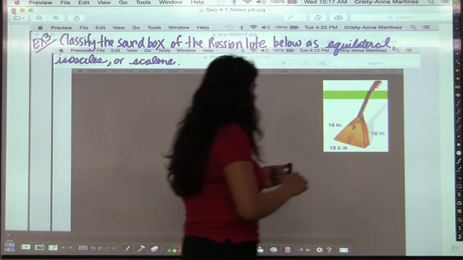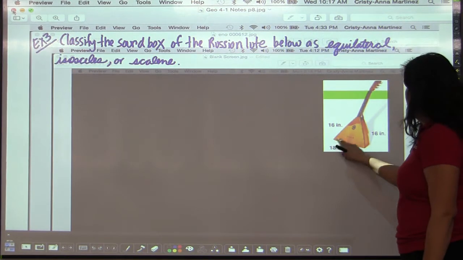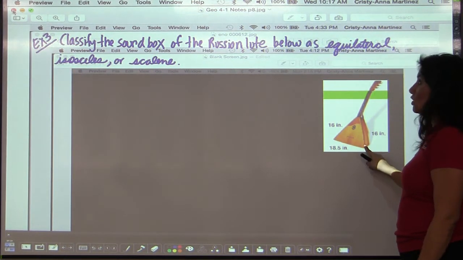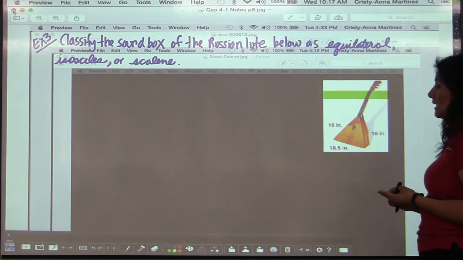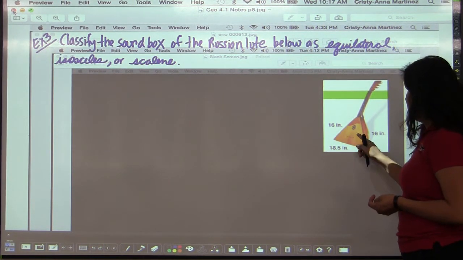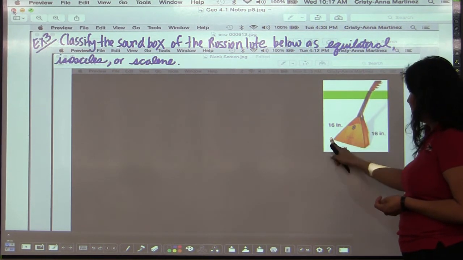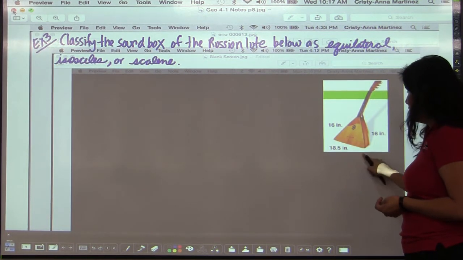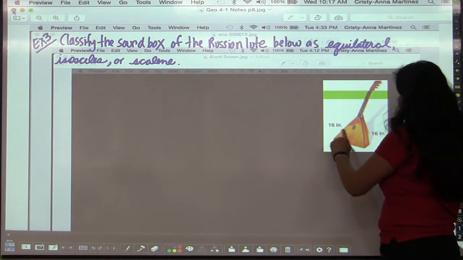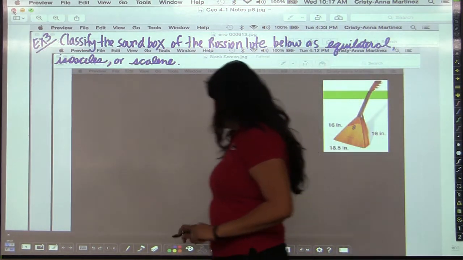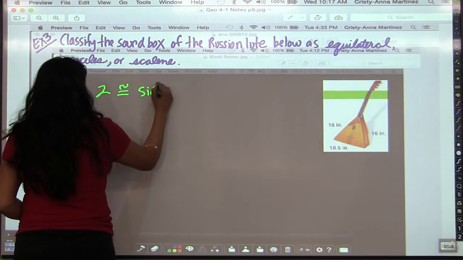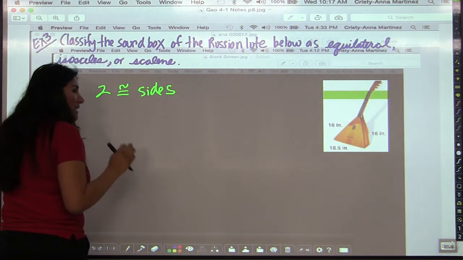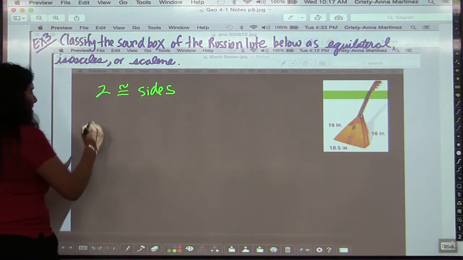So I'm guessing that they're talking about this triangular looking portion of the Russian lute. And they want us to classify it as equilateral, isosceles, or scalene. And so they've given us the lengths of the sides. So it's got 16, 16, and 18.5. Since 2 of those sides are 16, that means it has 2 congruent sides. So as long as it has at least 2 congruent sides, we're going to call this an isosceles.